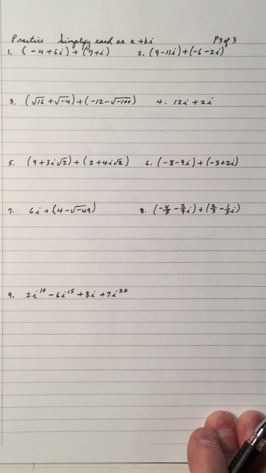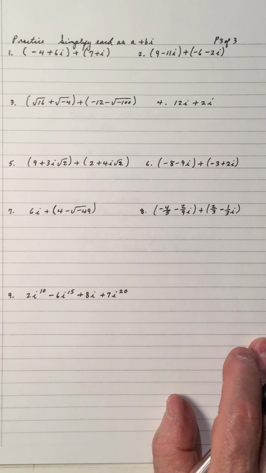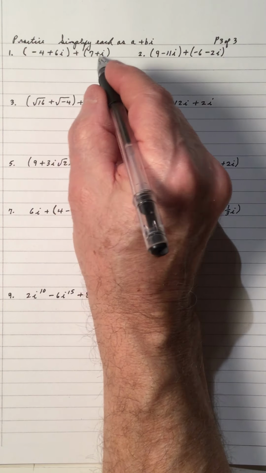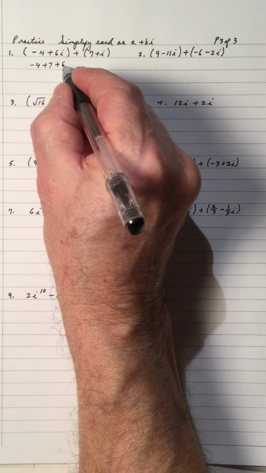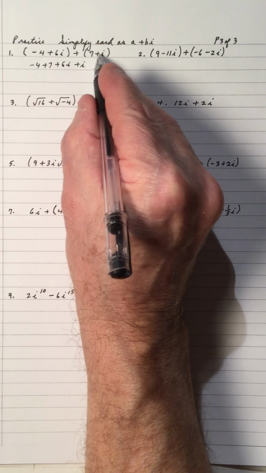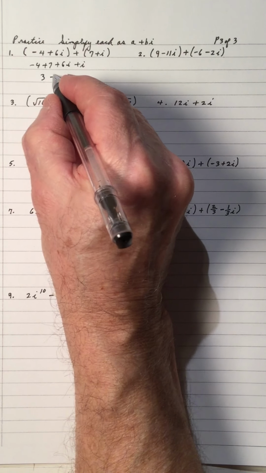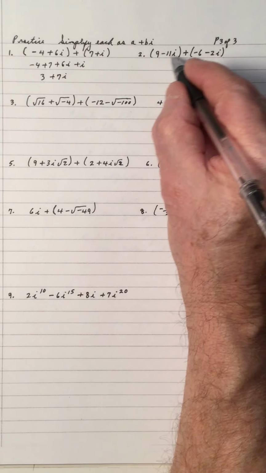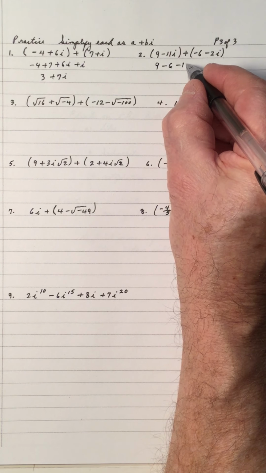Okay, let's do some more practice. The more practice we do, the better. Let's do it a little bit faster this time. We're adding, so we don't change anything. When we're adding, we don't change anything. So let's group the reals together, and let's group the imaginaries together. Notice adding, I don't change any of these signs, they stay the same. So that gives me a 3 plus 7i. We're adding, so let's group the reals. Let's group the imaginaries.